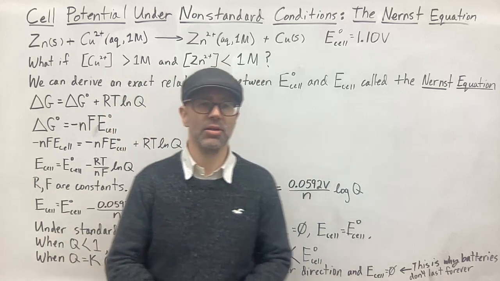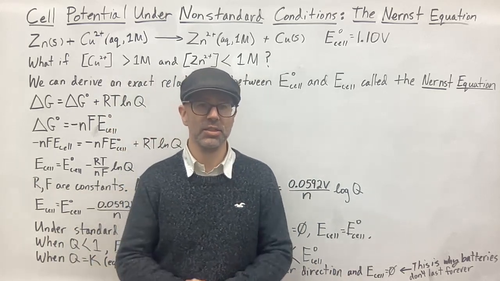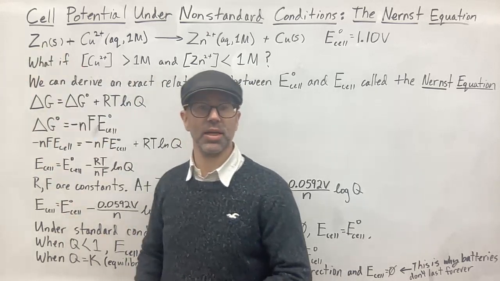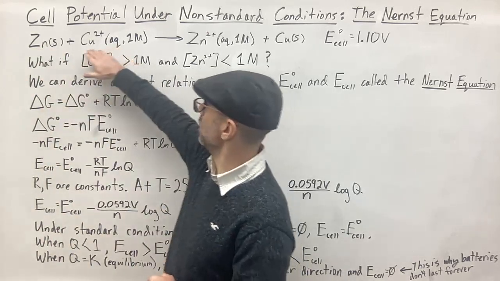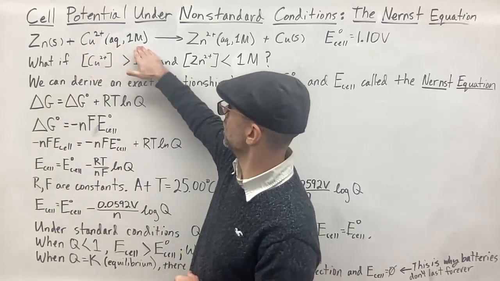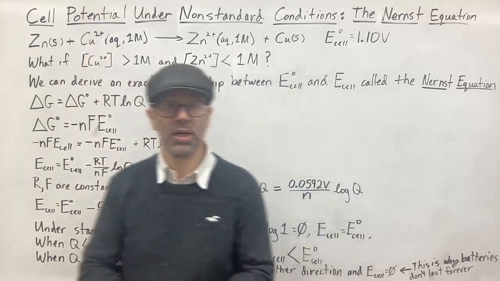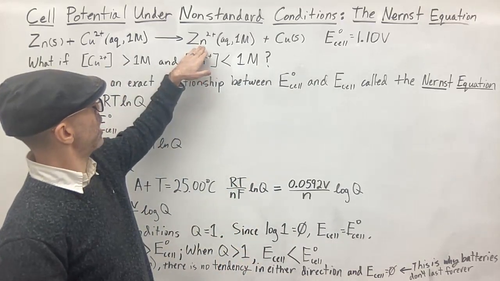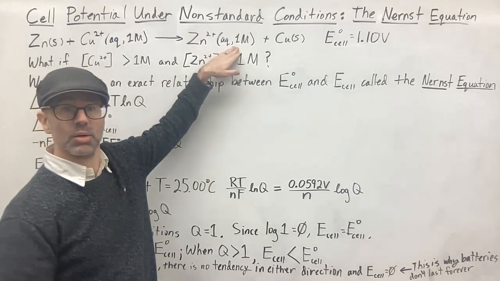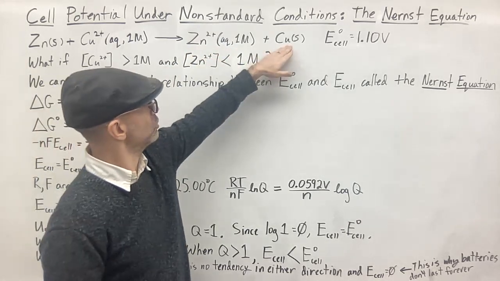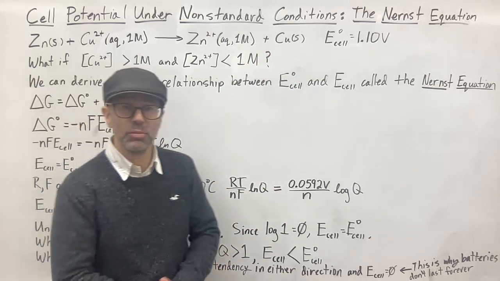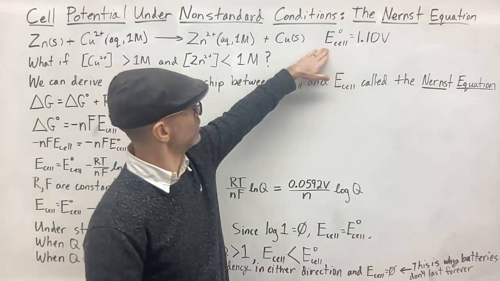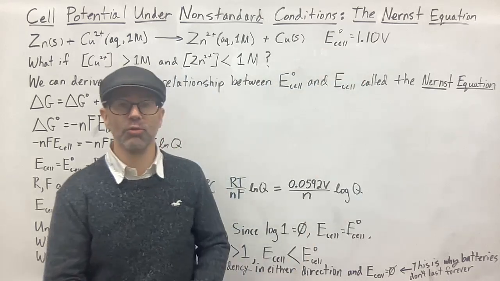So we've been talking about cell potentials under standard conditions. That would be, for example, when we're reacting zinc solid with copper 2 ions in aqueous solution under 1 molar concentration, and then that gives rise to zinc 2 ions, again aqueous under 1 molar conditions, and it gives rise to solid copper. So this would be standard conditions, and we know that the standard cell potential is 1.10 volts.